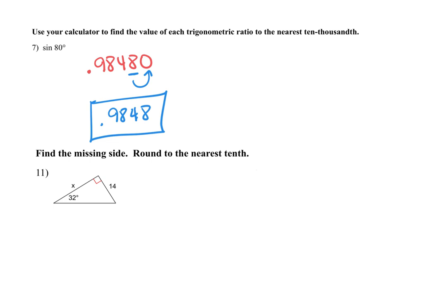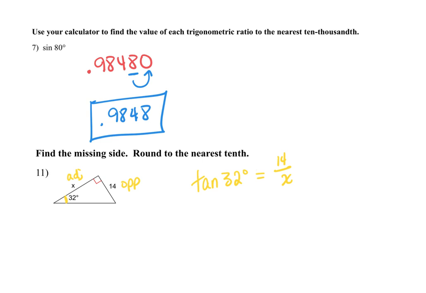So starting with number 11 to 16, you're still using SOHCAHTOA, but you're finding a side length. You are still going to label it based on the angle that you have. So I have this angle 32. I have opposite and adjacent to that angle, so I am going to use tangent. The tangent of 32 should equal my opposite side over my adjacent side.